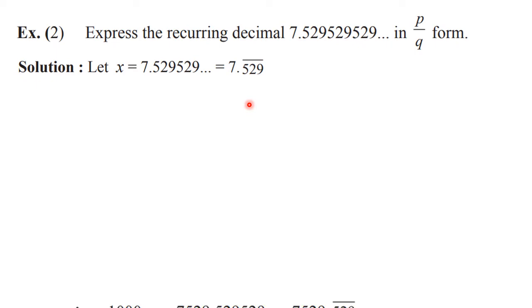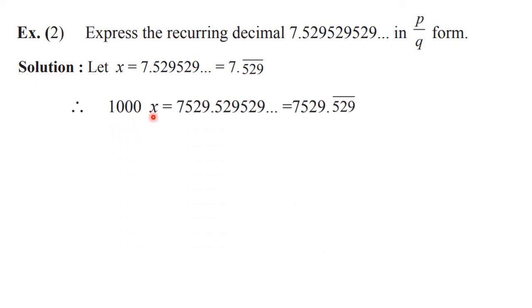Okay. So what we are going to get? 1000x. Now since we are multiplying by 1000, this decimal point is going to shift by 3 places. Correct? So this decimal point will appear after 9. So what we will get? 7529.529 recurring, which we can express in this form. Okay, now the next step is to subtract. What we are going to do? 1000x minus x, and here also 7529.529 recurring minus 7.529 recurring.